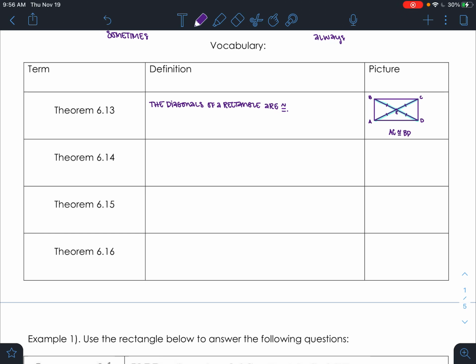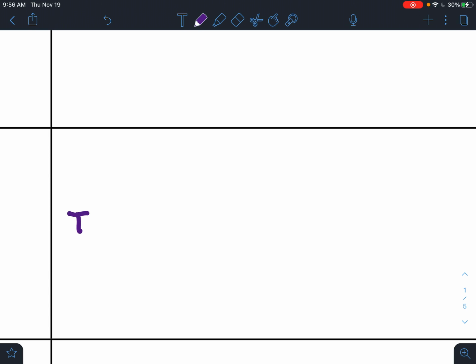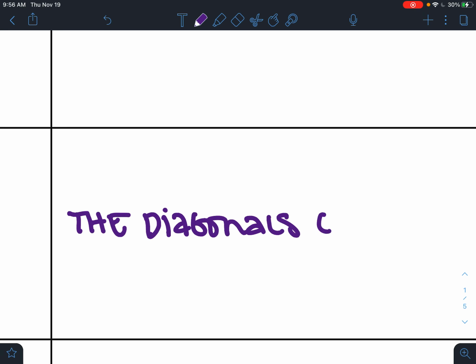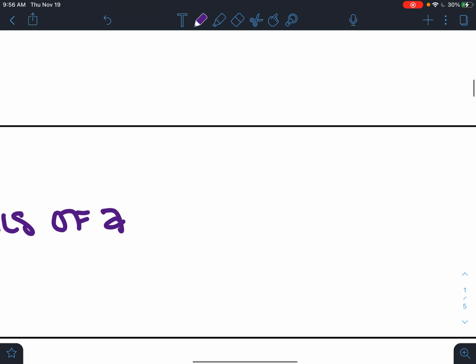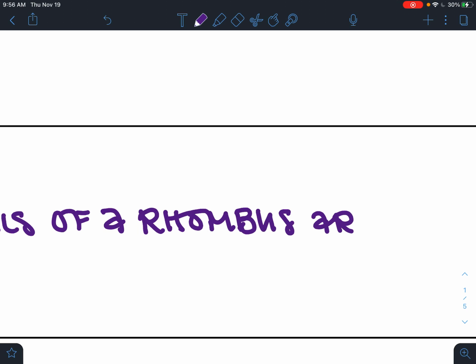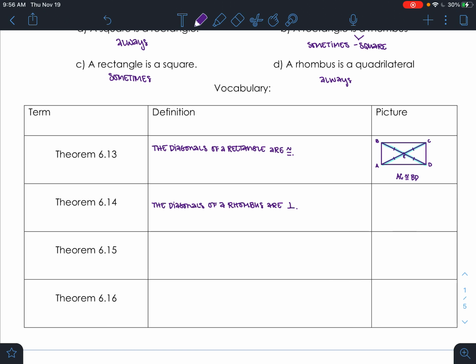Now let's talk about the diagonals of a rhombus. There are actually two different theorems about the diagonals of a rhombus. The first one is that the diagonals of a rhombus are perpendicular.